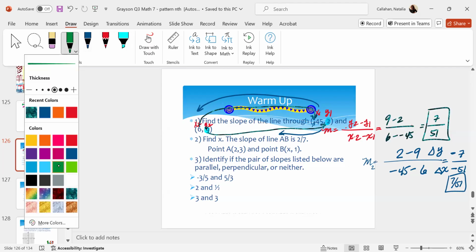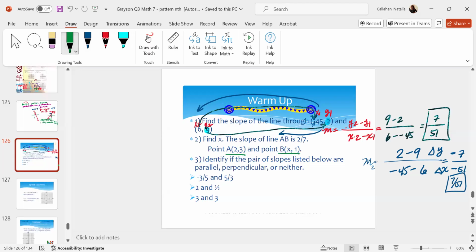Read it, please. Okay, number 2. Line X, the slope of the line AB is 2/7. Point A is (2, 3) and point B is (x, 1). Okay, so let's do this. Ready? So in the label, these are 2 points, right? X1, Y1, X2, Y2, right? This is the slope, so that's the M, correct? So M equals Y2, so write that down.